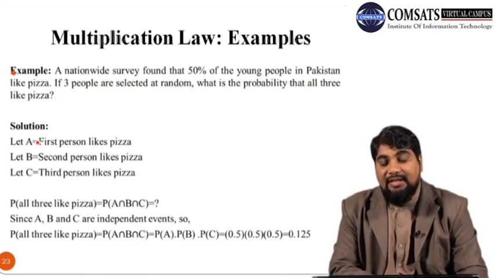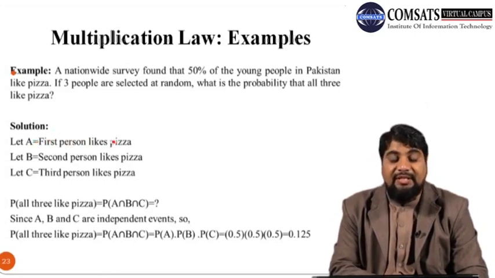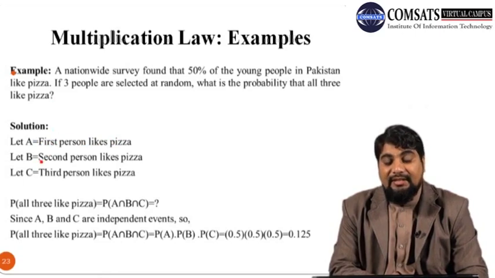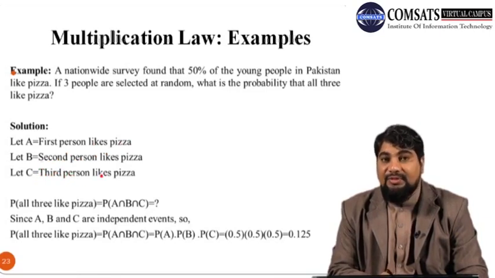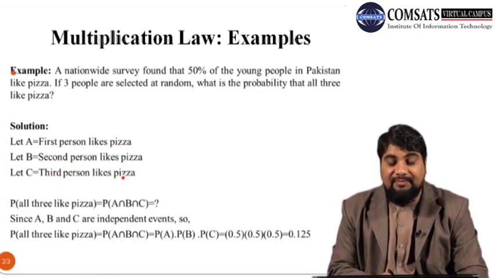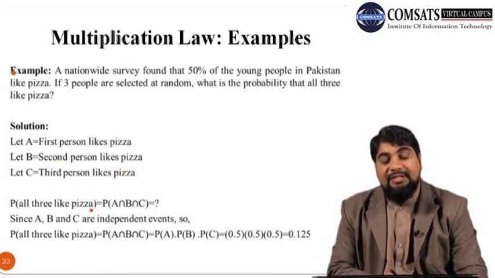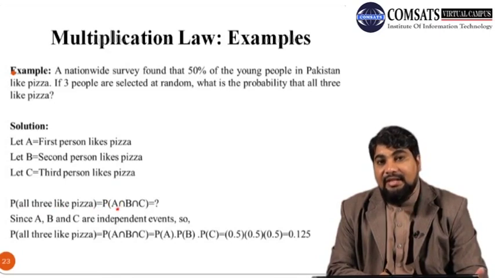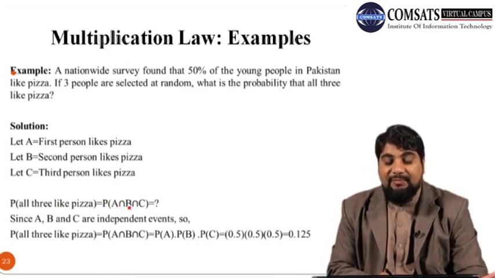So let us define the 3 events. Let A be the event that the first person likes pizza. Let B be the event that the second person likes pizza. Let C be the third event that the third person likes pizza. The question is to find the probability that all 3 like pizza. It means A likes pizza and B likes pizza and C likes pizza, so we want to find the probability of A intersection B intersection C.